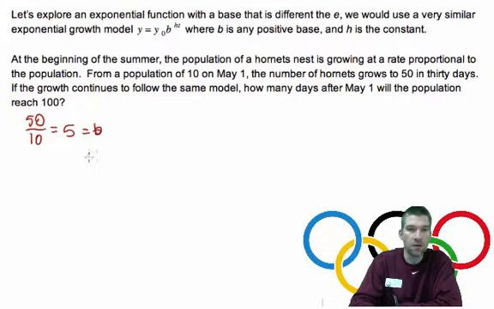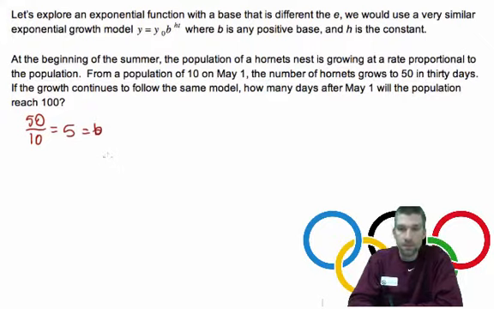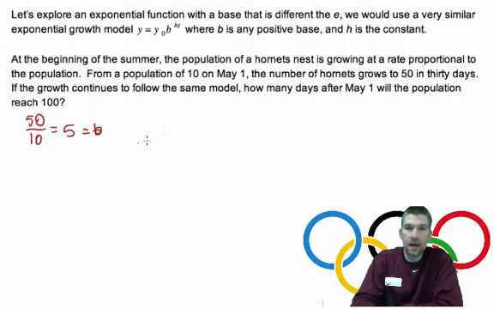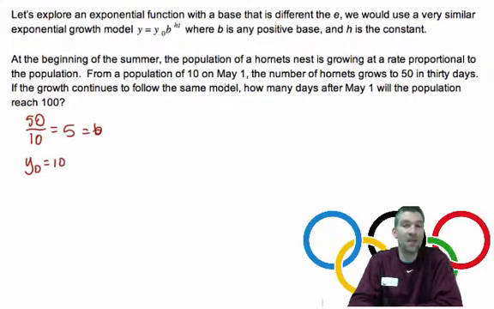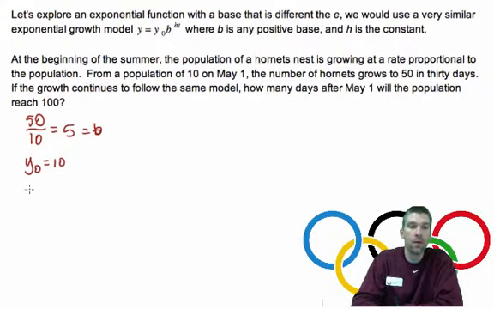I've got some lag here, sorry. All right. Now, that's B. I have an initial population of 10. That's Y0. Okay? On May 1st, the number of hornets grows to 50 in 30 days. Okay, we got that. If the growth continues to follow the same model, how many days after May 1st will the population reach 100? Well, we want to know T. We don't know T. We know that we end up with a population of 100.